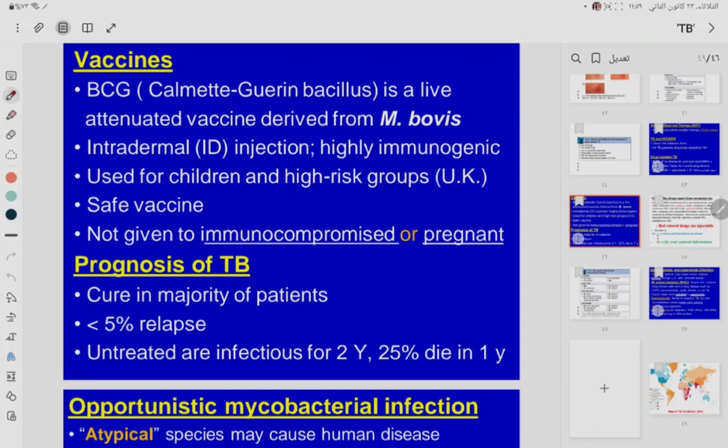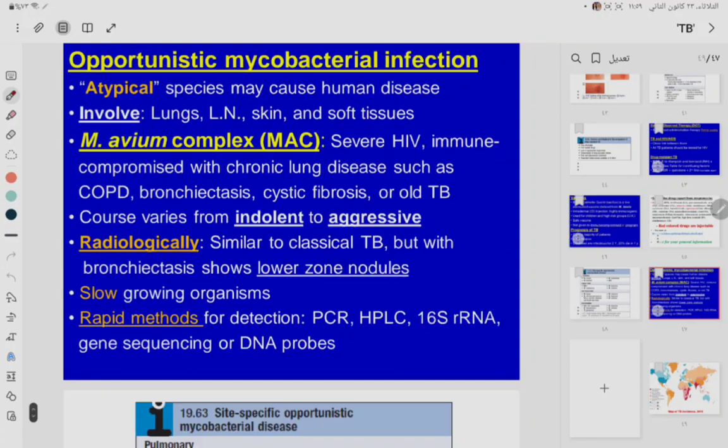Opportunistic infections, atypical, non-tuberculous mycobacteria, Mycobacterium avium complex: severe HIV, immunocompromised patients with chronic lung disease such as COPD, bronchiectasis. So patients with chronic lung disease are liable to NTM. Wherever you go outside, you will see chronic lung disease more, bronchiectasis is much more common, and you will see NTM always there. You can isolate it. Radiologically, lower zone, more nodularity, slowly growing organisms, and rapid methods for detection are PCR and RNA gene sequencing.